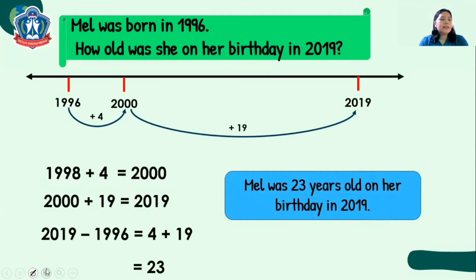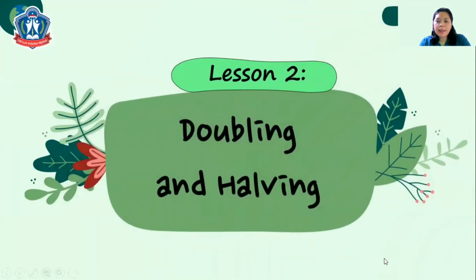Okay, children, so this is how to add and subtract numbers that are near to the multiples of 10, 100, and 1,000. Let's go to lesson 2, doubling and halving. Doubling means we will find the double of a number. Halving means we will find the half of a number.